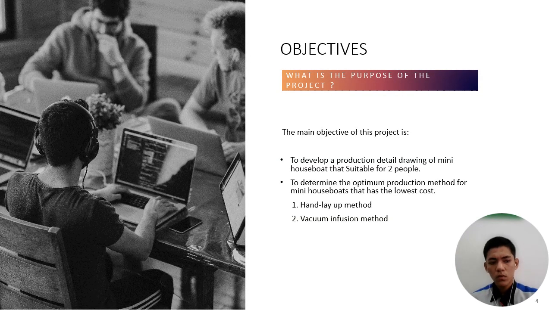Objective. Okay, so actually, what is my objective in FYP2? The first objective is to develop a production detailed drawing of a houseboat that is suitable for the people. So in this FYP2, I have designed two concepts of mini houseboat that we will choose from, and I will explain later. And then to determine the optimal production method for the mini houseboat that has the lowest cost, which is the hand layup method and the vacuum infusion method.